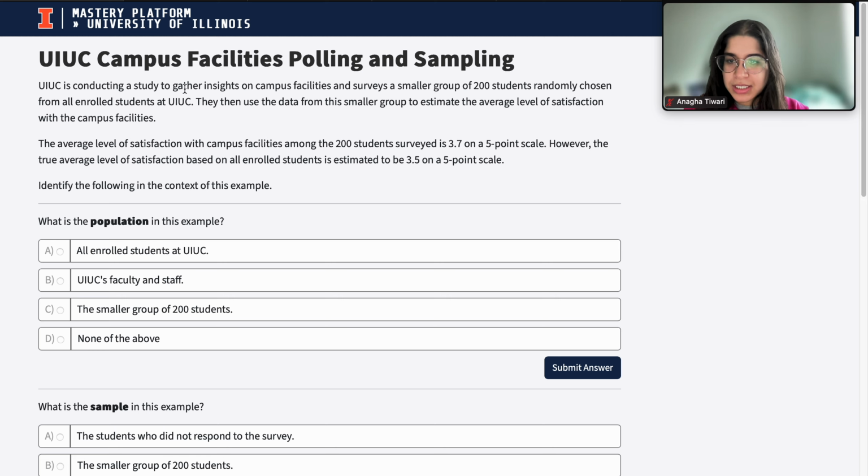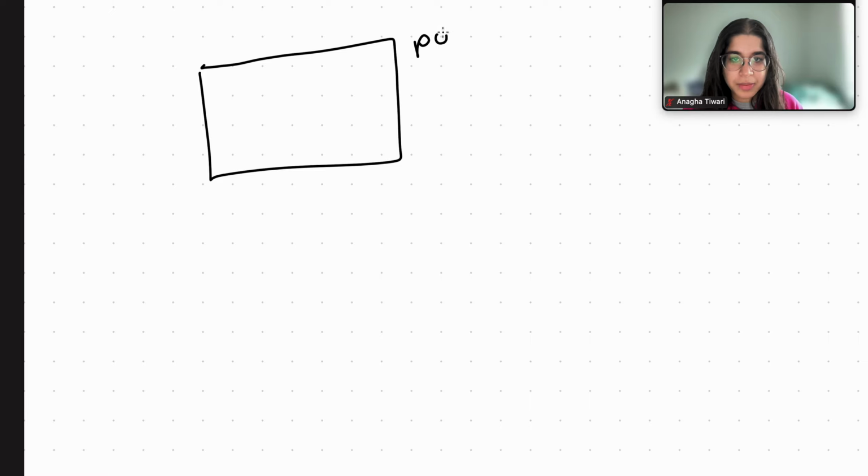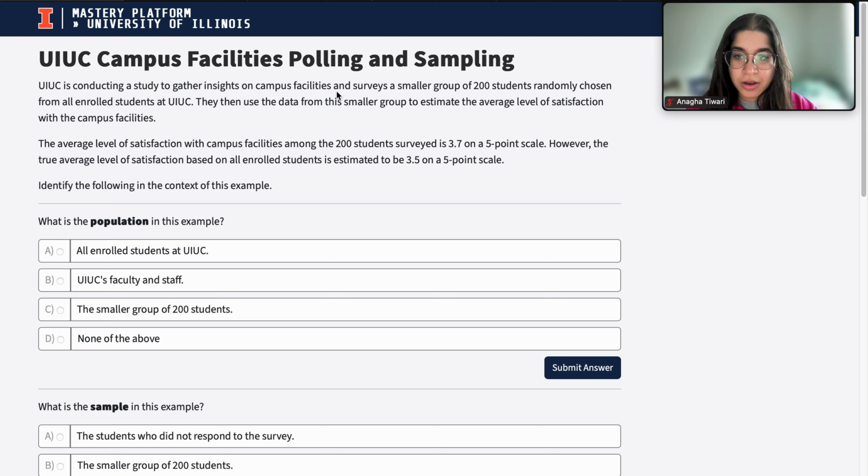So here it says U of I is conducting a study to gather insights on these facilities. And we survey a small group of 200 students randomly chosen from all enrolled students at U of I. So it seems here that 200 students is the sample that we are looking at. If we want to draw this out, this is what it would look like. If this box represents our population, our sample is going to be the 200 students that we randomly selected. So let this be our sample of 200 students.